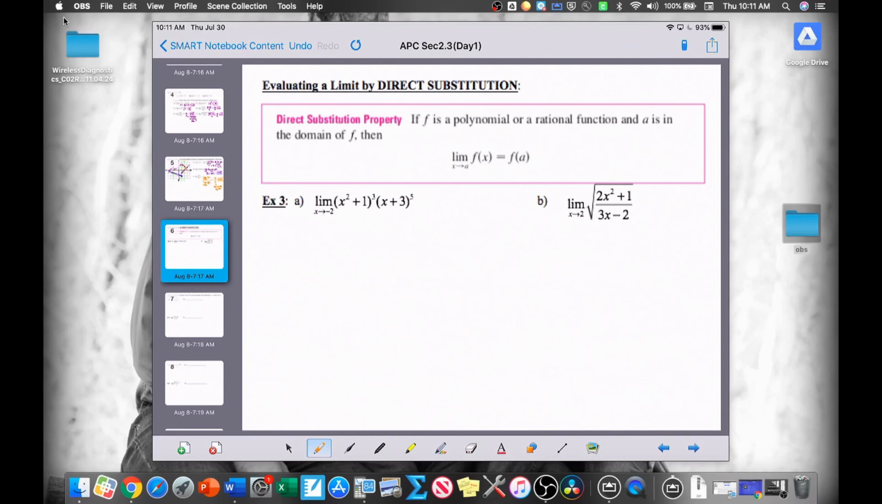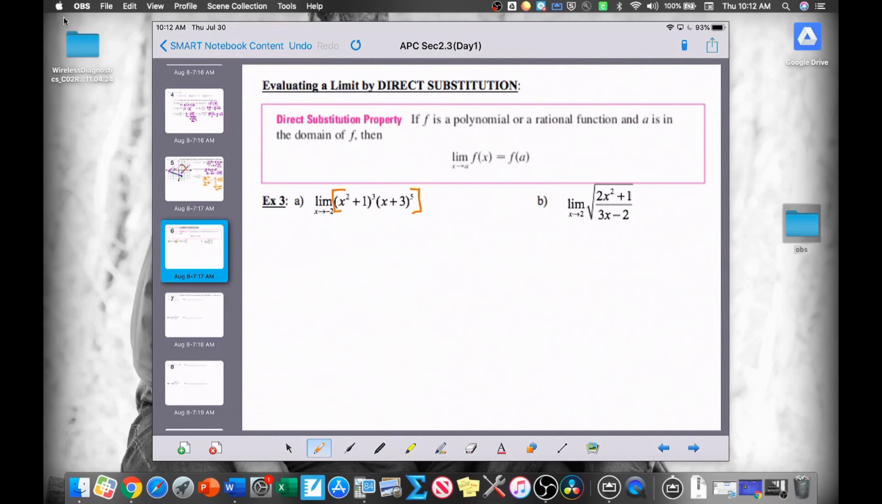The next thing we're going to talk about is evaluating a limit by direct substitution, which basically means that if they're asking you to evaluate the limit as x approaches 2 of x squared plus 2x, well then you just plug in 2 for the variable, you do the math, and you see what you get for an answer. The direct substitution property says if f is a polynomial or a rational function, and a is in the domain of the function, then the limit as x approaches a of our function should be equal to f of a.